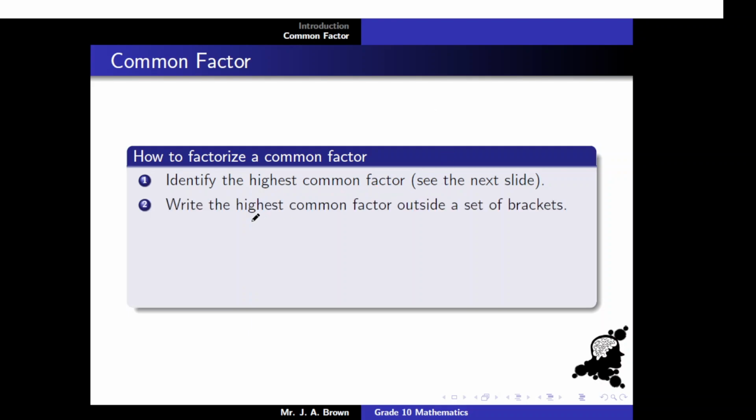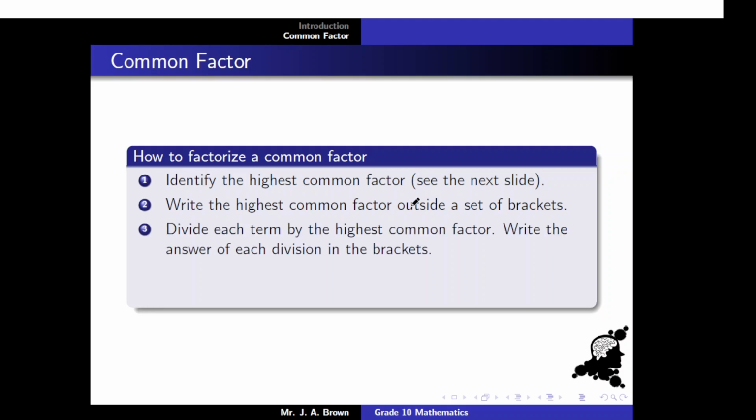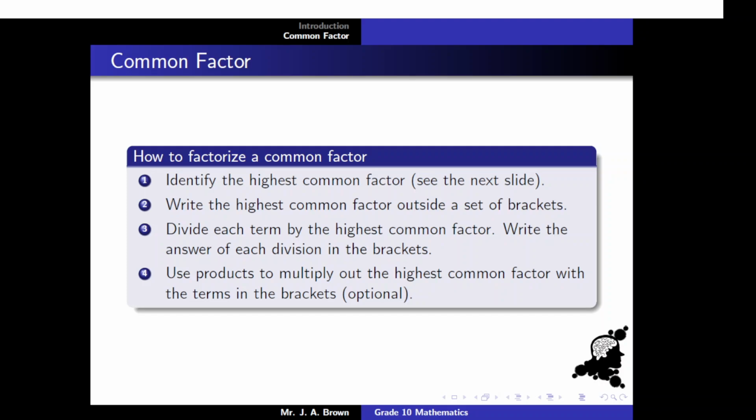And then secondly, you need to write the highest common factor outside a set of brackets. Next, you need to divide each term in the expression by the highest common factor. The answer to each of these terms you have to write inside of the brackets. What you can do, and this is optional, is multiply out the highest common factor with every term in the bracket just to check if your answers are correct.